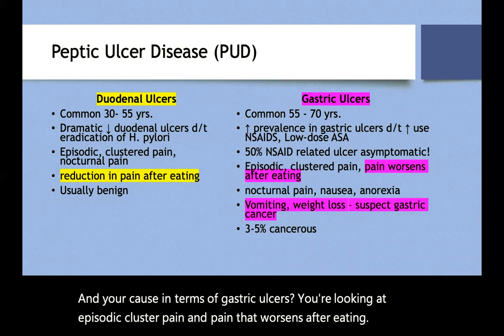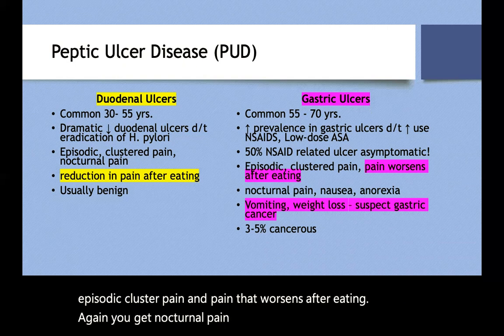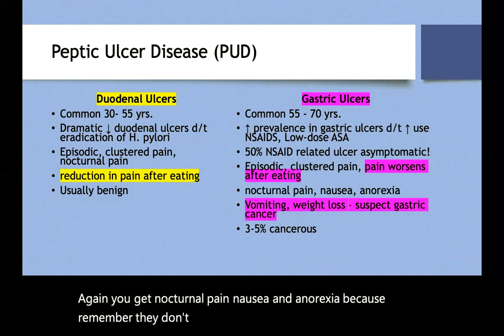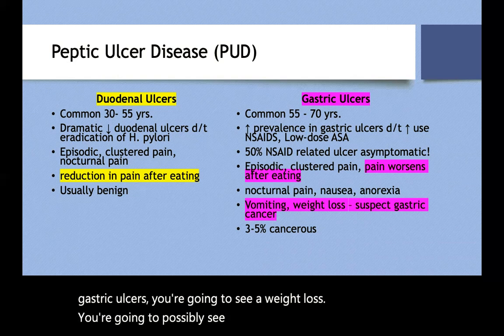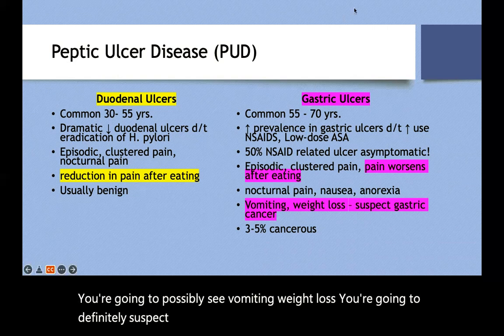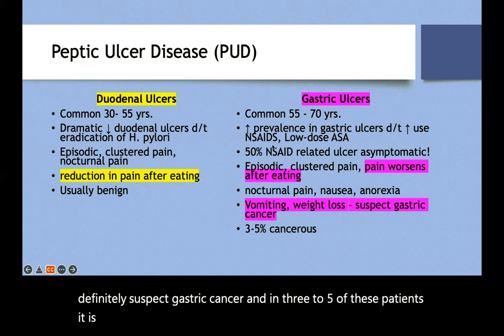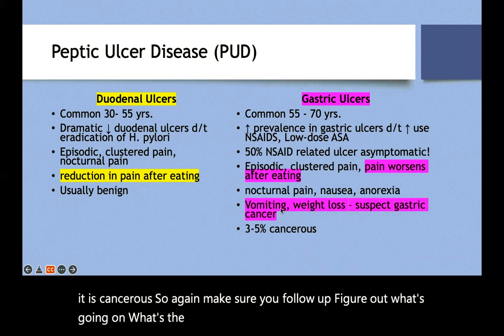Again, you get nocturnal pain, nausea, and anorexia, because remember, they don't want to eat, because it hurts to eat. So with gastric ulcers, you're going to see weight loss. You're going to possibly see vomiting, weight loss. You're going to definitely suspect gastric cancer. And in 3 to 5% of these patients, it is cancerous. So again, make sure you follow up, figure out what's going on, what's the cause, and make sure you treat them.